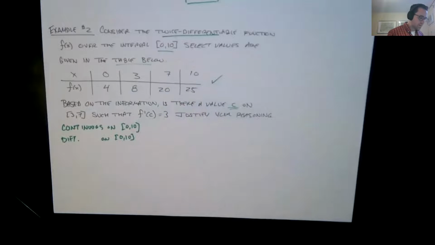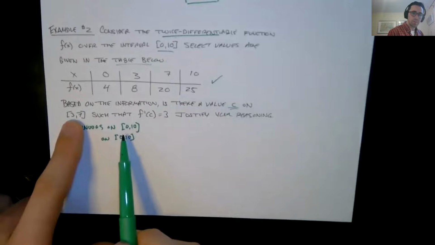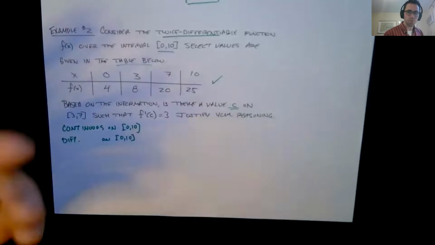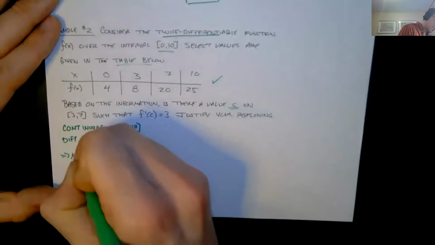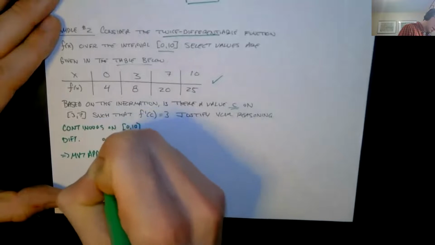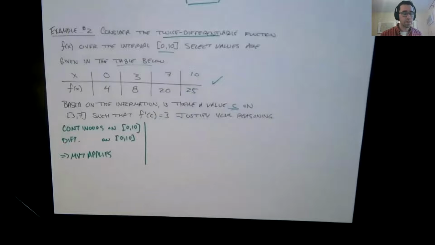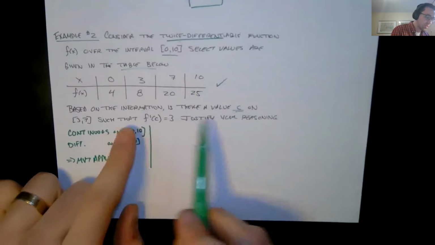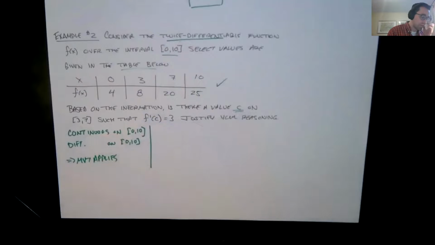And so can I apply the mean value theorem? Well, it's continuous and differentiable on 0 to 10. [3, 7] is within that interval, so it must also work on that interval. So then we can say MVT applies. Great. Now we're going to use similar thinking from before, even though we don't have a function algebraically. I just need to show that there's a value c that exists. I just need to use the theorem to prove that.